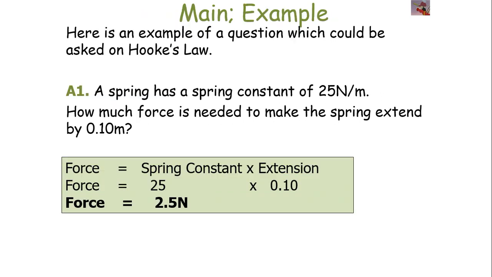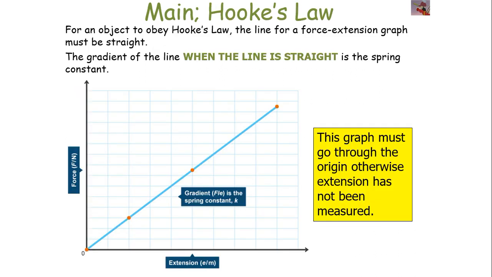Now, here's an example of a question which could be asked on Hooke's law. So a spring has a spring constant of 25 newtons per meter. How much force is needed to make the spring extend by 0.10 meters? So the force equals spring constant times extension, so it's 25 times 0.10, so it's 2.5 newtons. Notice I've checked that there are 2 significant figures in the question, so I'll give my answer to 2 significant figures, and I've also placed the correct unit of newtons on my answer.